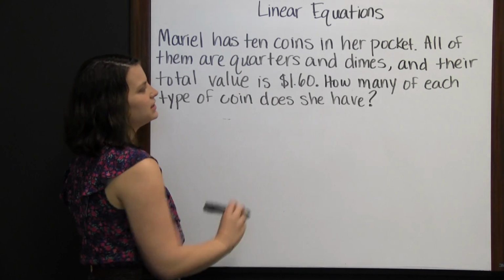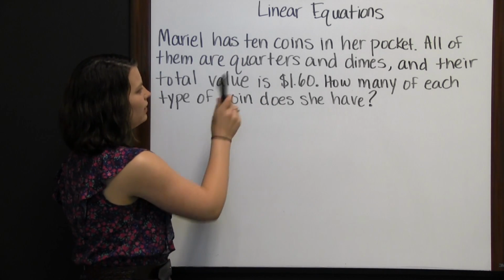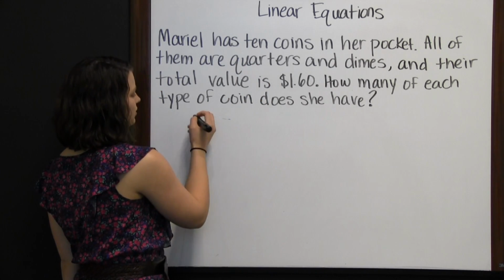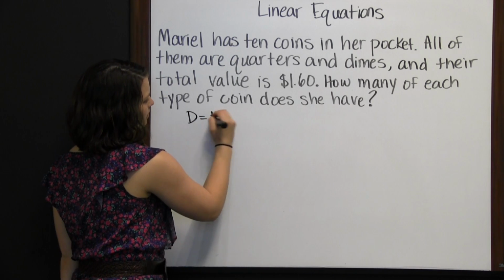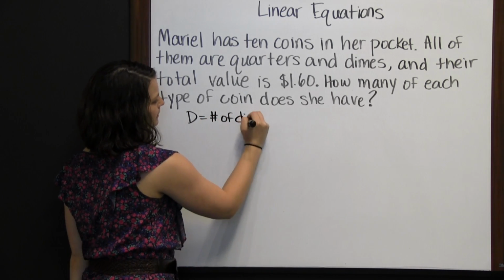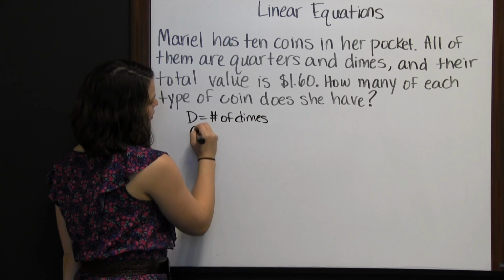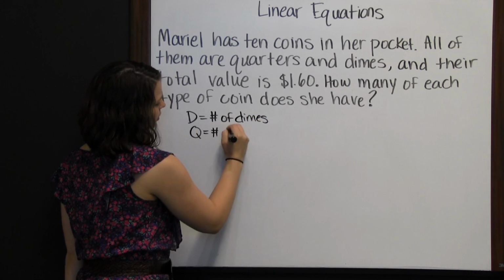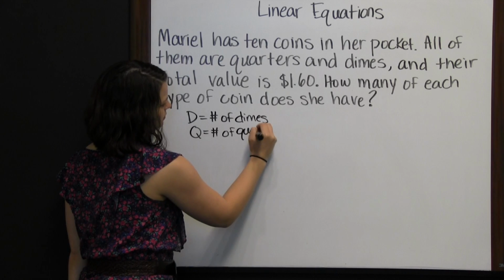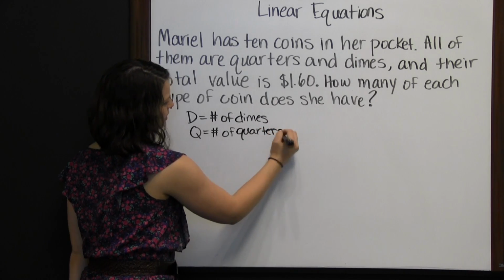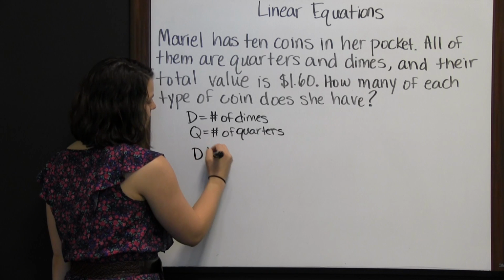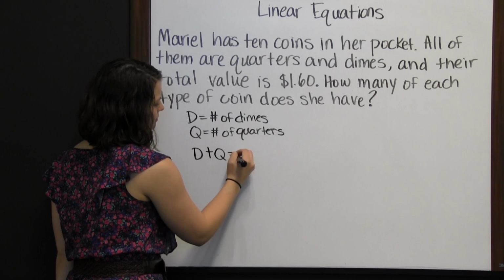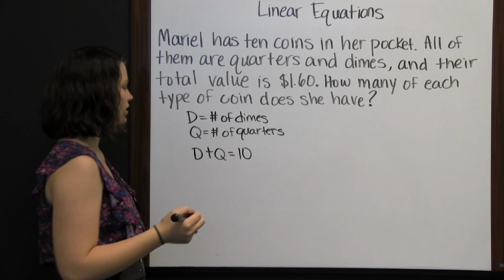We're told that she has 10 coins in her pocket and that they're all quarters and dimes. So if we use D for the number of dimes, and Q for the number of quarters, then one of our equations could be her number of dimes plus her number of quarters is 10 total coins.